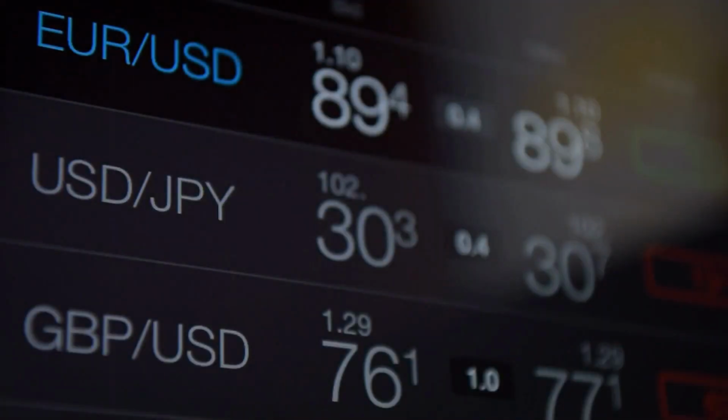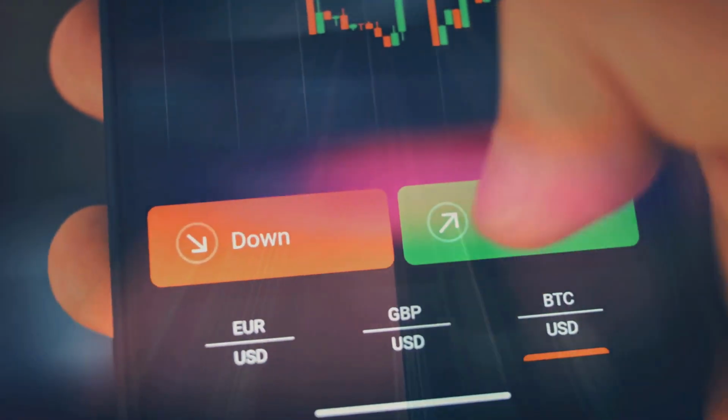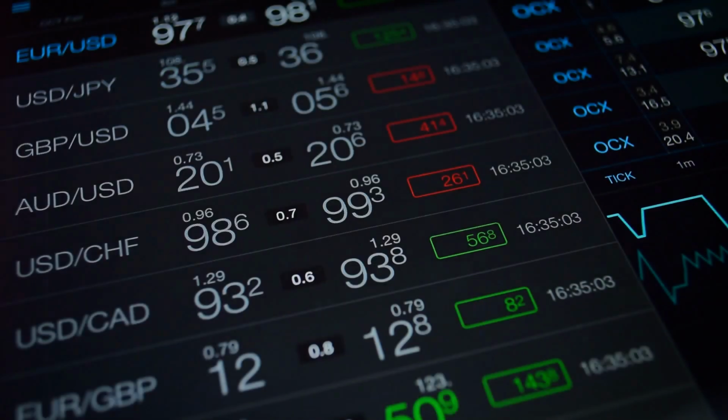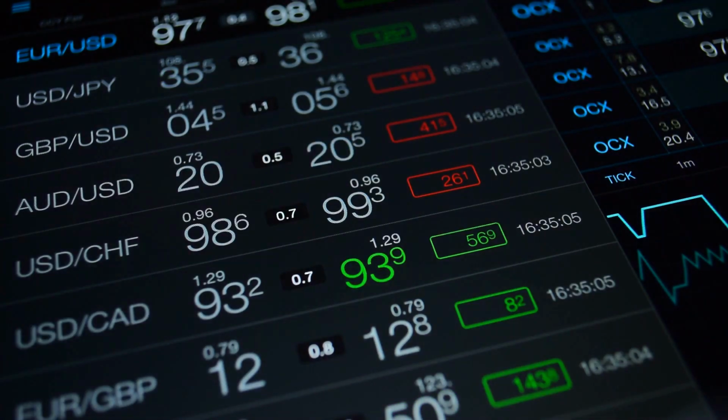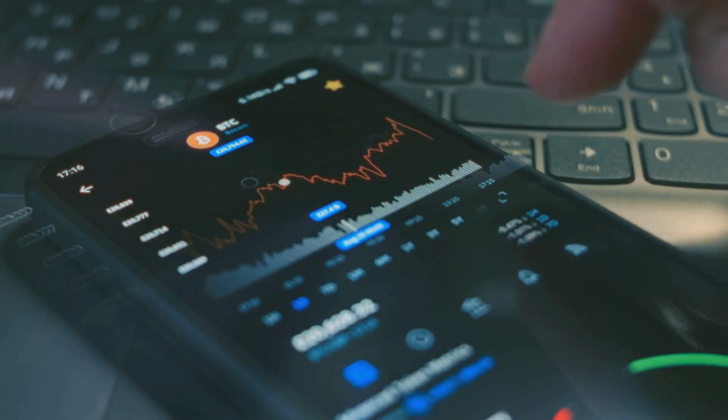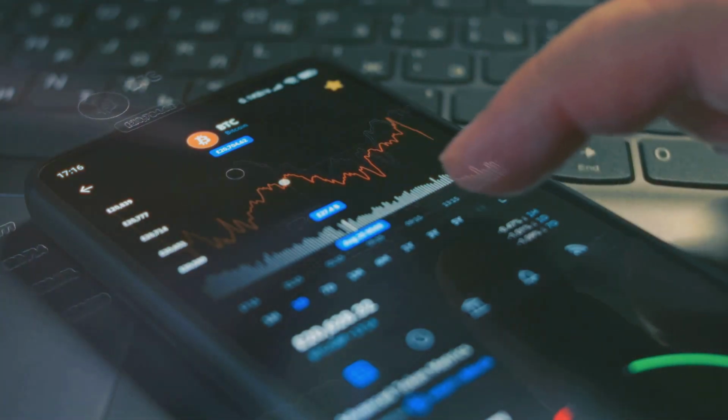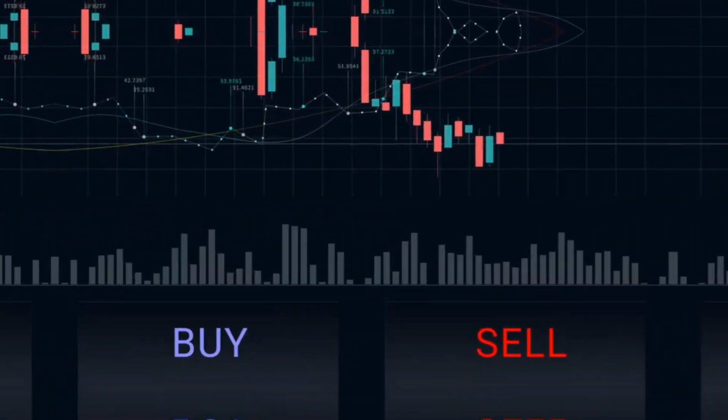Let's say you think the euro, EUR, will rise against the US dollar, USD. You would buy the EUR-USD currency pair. If your prediction is correct and the euro strengthens, you sell the pair at a higher price, making a profit. Your job is to analyze these movements and make smart trading decisions based on your predictions.